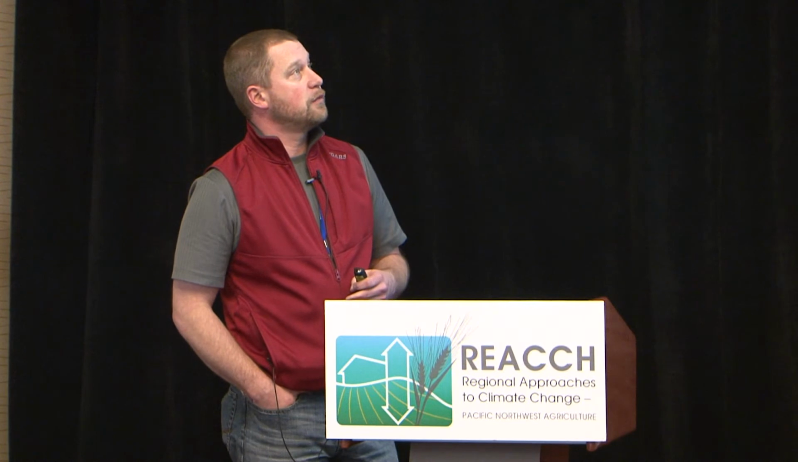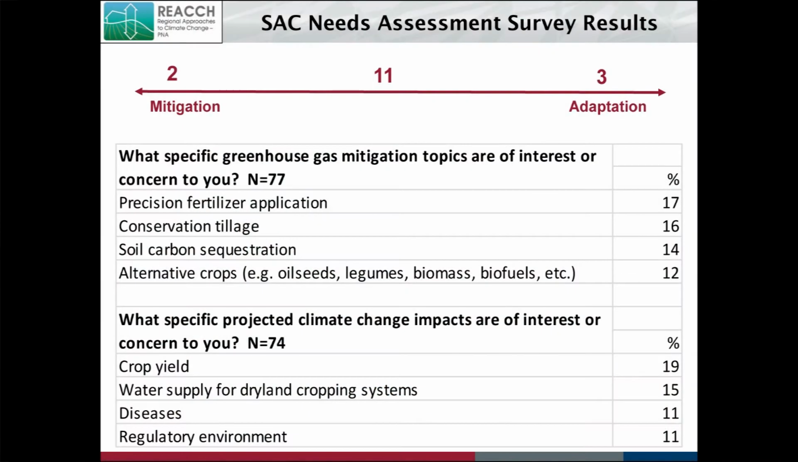And then, what did the Stakeholder Advisory Committee actually care about? So we ran this survey in the annual meeting and followed up with members that weren't there. Kind of an interesting thing is we had a couple who were really only concerned about the mitigation issues and three that were concerned about only the adaptation issues, but the vast majority of people sit right in the middle. They're interested in both.